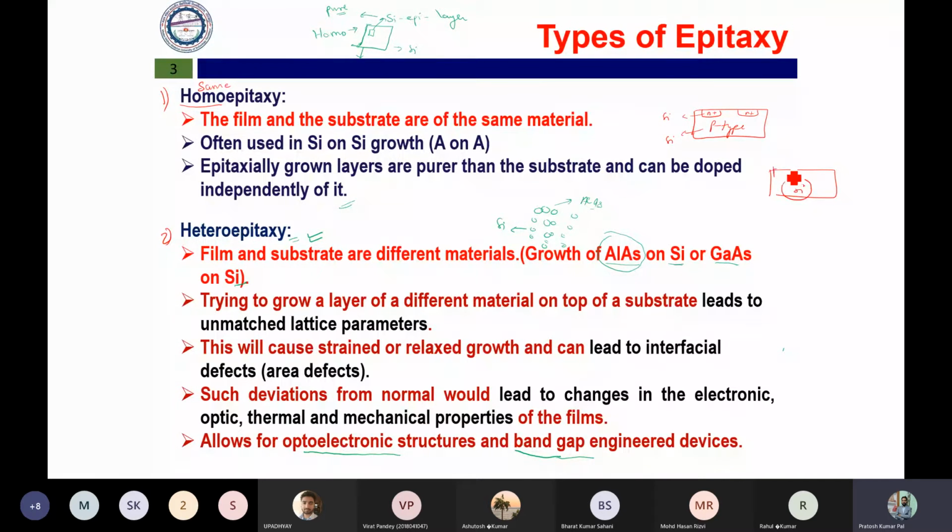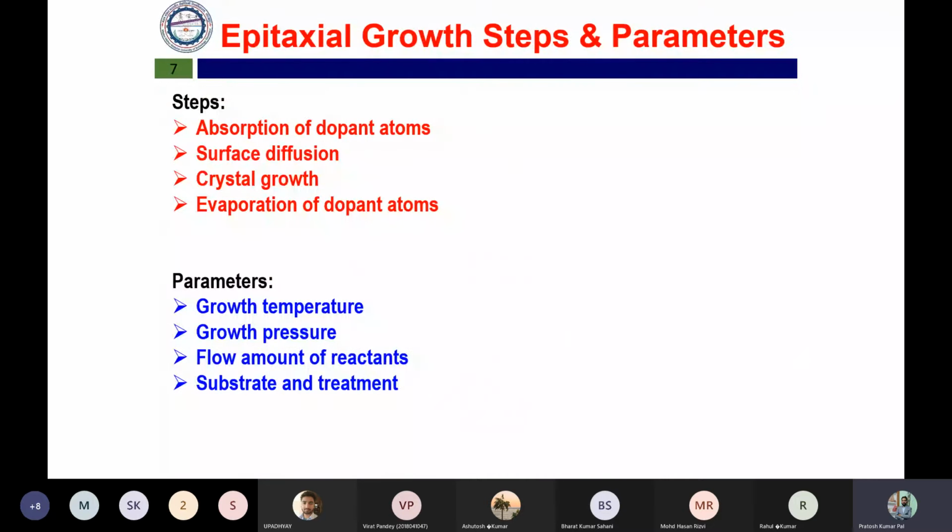Next we will see the different steps that should be followed while growing an epitaxial layer. These are absorption of dopant atoms, surface diffusion, crystal growth, and then evaporation of dopant atoms. These are the different steps that we will be following while depositing an epitaxial layer, that we will see in detail in the next discussions.